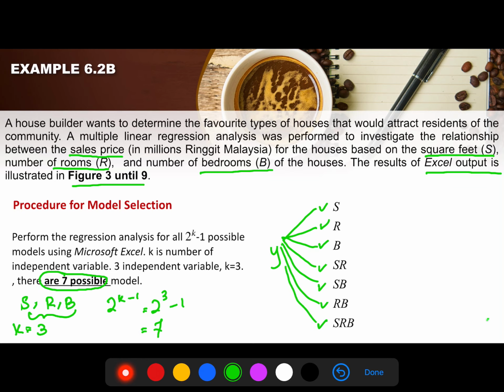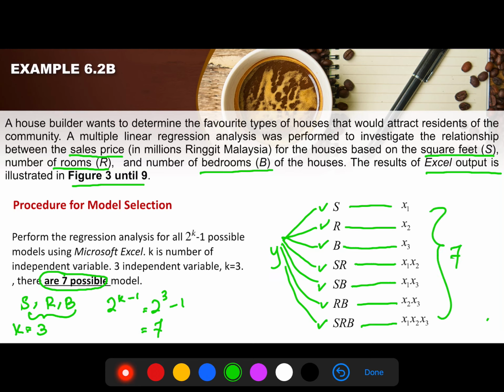So we can assume that X1 is S, X2 is R, X3 is B. SR is X1, X2; SB is X1, X3; RB is X2, X3; and SRB is X1, X2, X3. So there are 7 possible models.